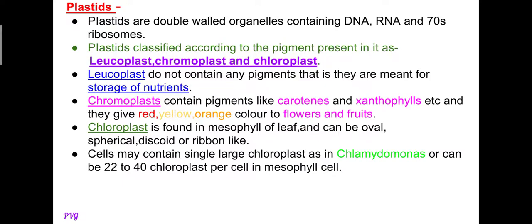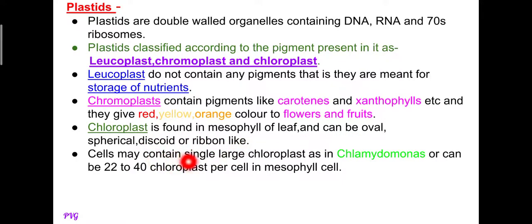Then the next cell organelle is the plastid. These are also double-walled organelles containing DNA, RNA and 70S ribosomes. Plastids are again classified according to the pigments present in them, and these are leucoplast, chromoplast and chloroplast. Leucoplasts do not contain any pigment, and they are useful in the storage of nutrients. Chromoplasts contain pigments like carotenes and xanthophylls, and they give red, yellow and orange color to flowers and fruits. And the chloroplast is found in the mesophyll of the leaf, and these are oval, spherical, discoid or ribbon-like.